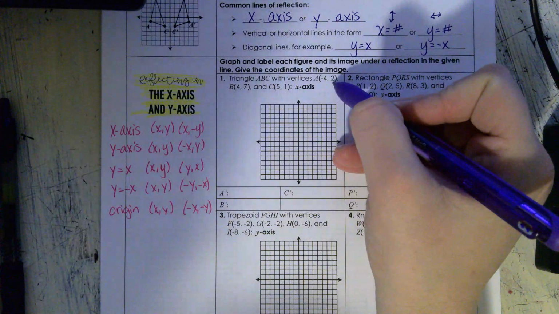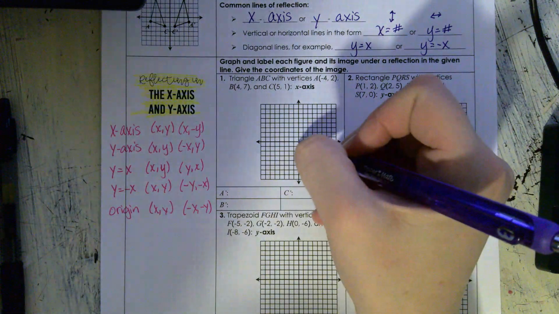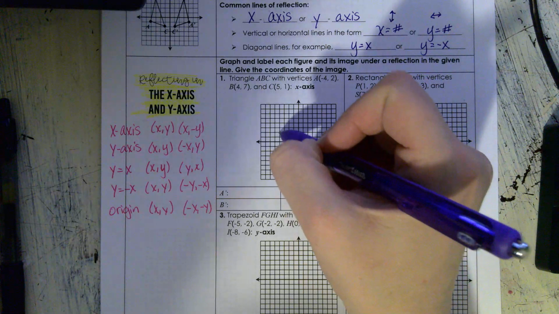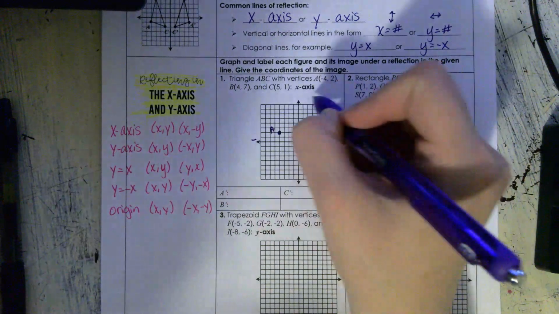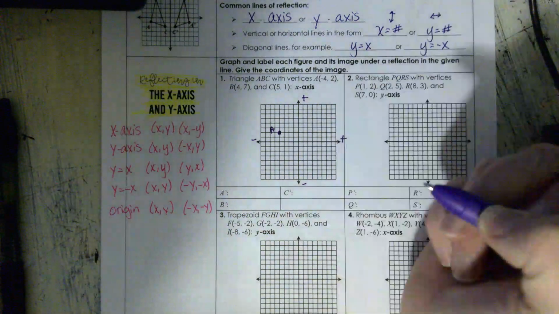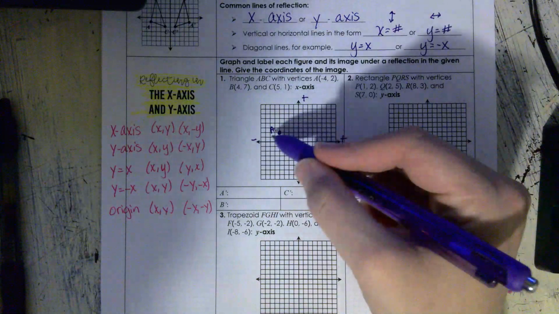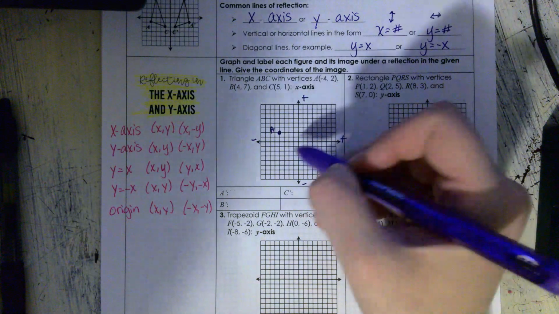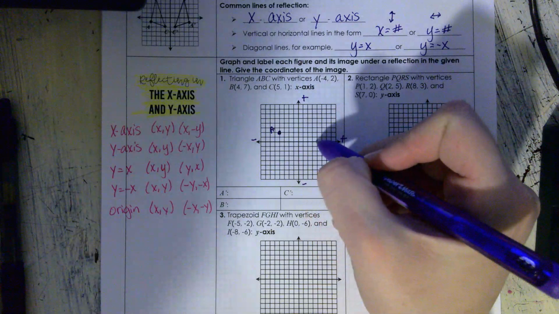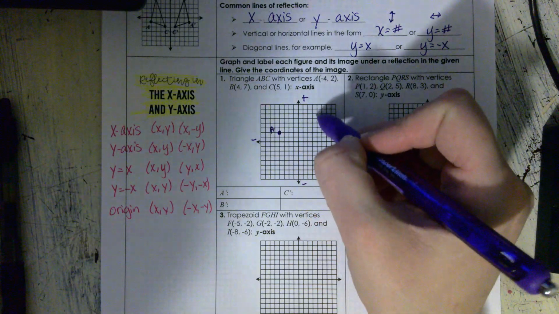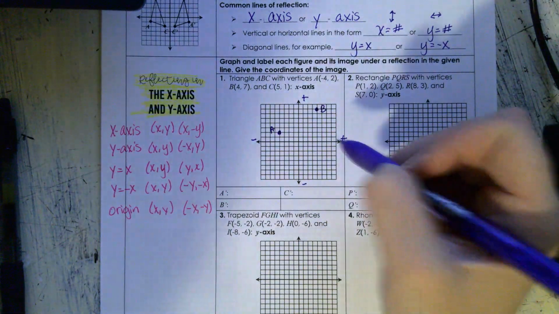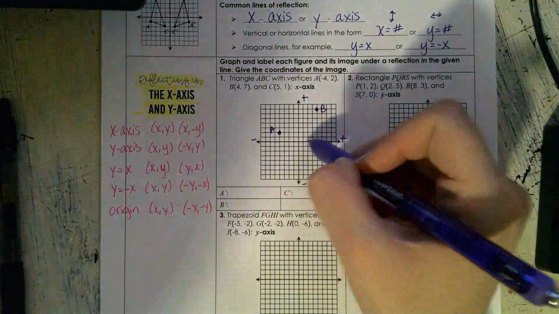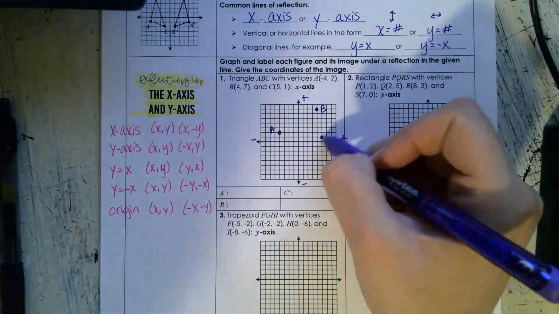So -4, 2 is A. Remember, positives to the right, negatives to the left, positive up, negative down. Don't forget to label each point. 4, 7: 1, 2, 3, 4, 1, 2, 3, 4, 5, 6, 7. There's B. And point C is at 5, 1: 1, 2, 3, 4, 5, 1.